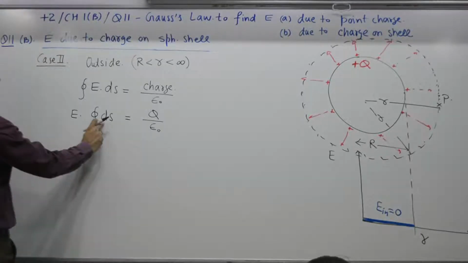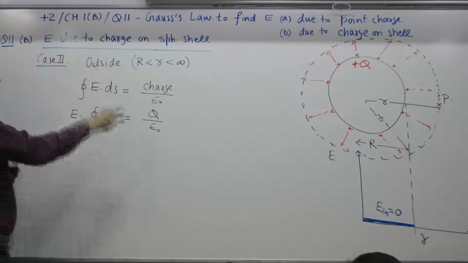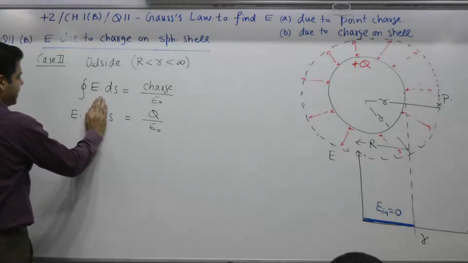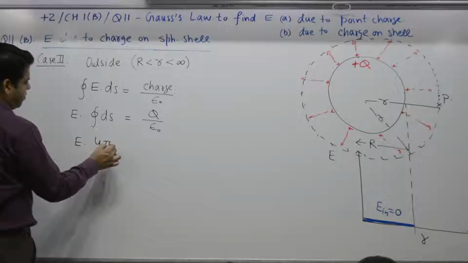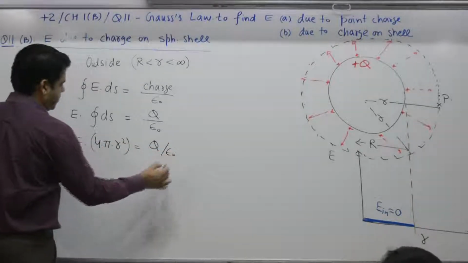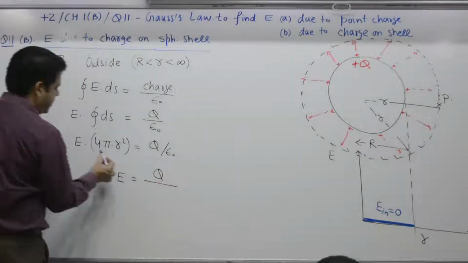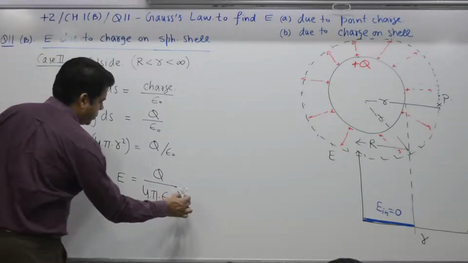dS means a small area. The integral is the total area of a closed surface, which in this case is a sphere. Try. This part is equal to the surface area of a sphere. It is E into 4 pi r square is equal to Q by epsilon naught. E is equal to Q by, taking 4 pi r square to the denominator, 4 pi epsilon naught r square.